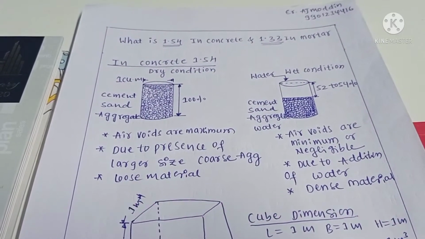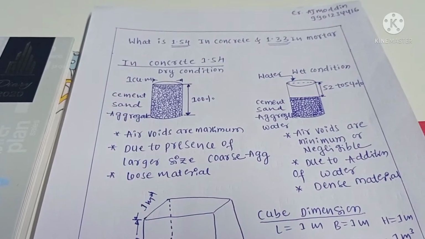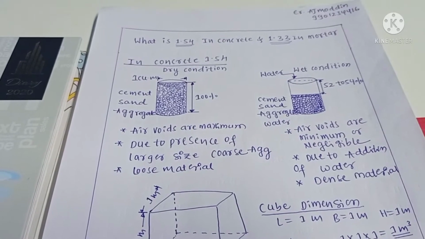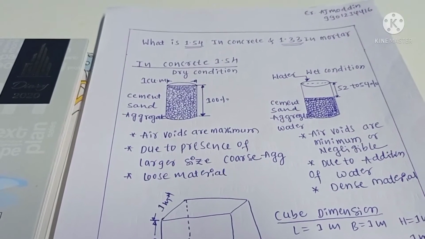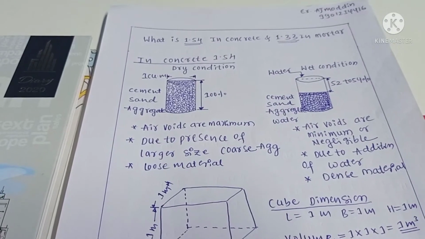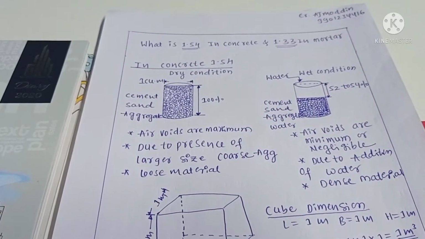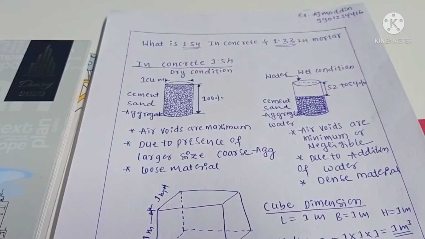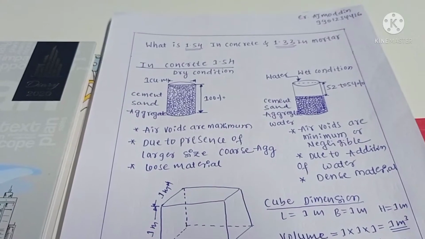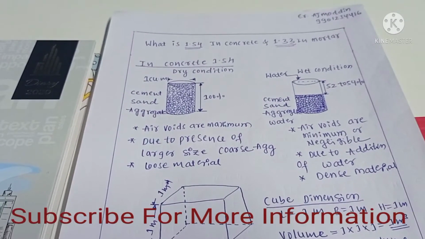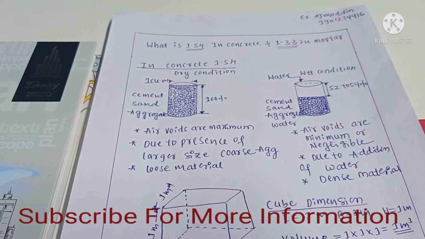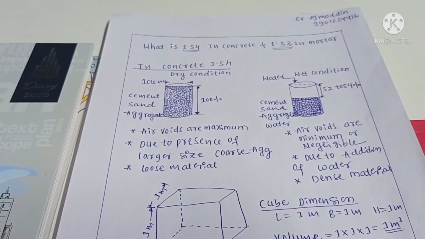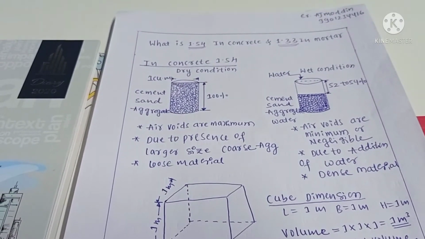I have taken two beakers here. In the first condition, I have filled the container with cement, sand and aggregate, 100% filled, that is nothing but 1 cubic meter. Due to the presence of maximum air voids between the particles such as sand, aggregate and cement, it will occupy 100% here. So the material will be in a loose state due to the presence of air voids between the particles. That's why the particles are not interlocked in the dry condition.